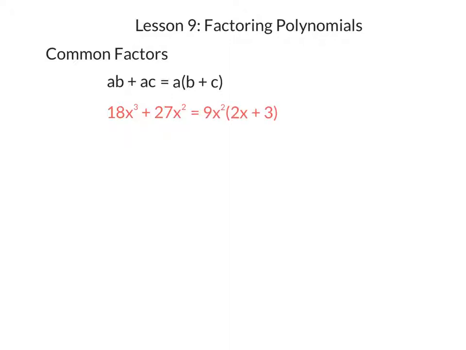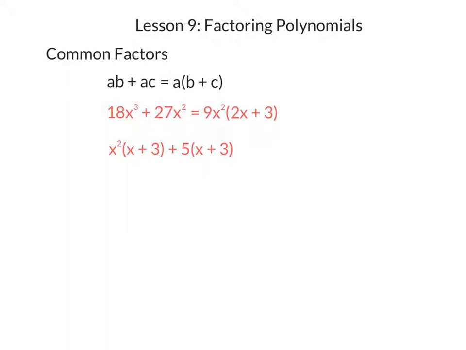Now by doing this, we should end up with 9x squared parentheses 2x plus 3. Common factor, 9x squared, factored it out, this is what we got. Again, if we distribute the 9x squared to the 2x plus 3, we'll get back to the original expression. So therefore, our factoring is correct.